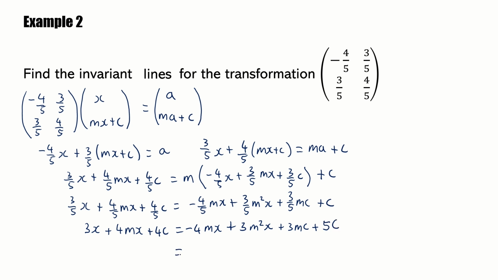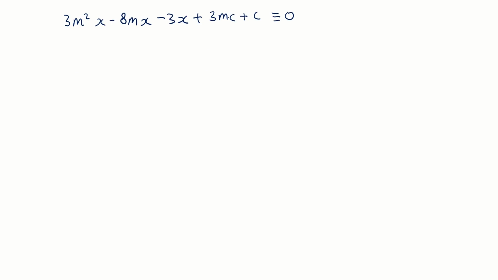Then moving everything on to one side of the equation, let's move everything to the right. We've got 3m squared x, we've got a minus 4mx, but then we're taking away another 4mx to get minus 8mx. We've got a 3x that I could move over to the right as well. And then we've got a 3mc, and then 5c minus 4c is just positive c, and therefore that's equal to 0.